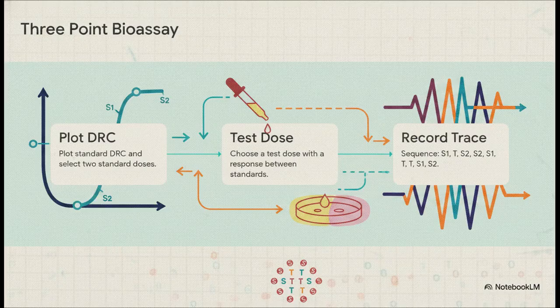But for the absolute ultimate in statistical accuracy, we rely on multiple point bioassays, with the 3-point bioassay being a massive cornerstone. This method uses two standard doses, S1 and S2, typically in a 1:2 ratio, and one test dose, T. Now, to eliminate biological variation and tissue fatigue, you don't just run these once. You actually have to record them in a very specific sequence. For everyone taking notes right now, definitely memorize the sequence for your exams. S1, T, S2, S2, S1, T, T, S1, S2. Using this precise randomized block design ensures maximum reproducibility and equips you with statistically rock-solid data.